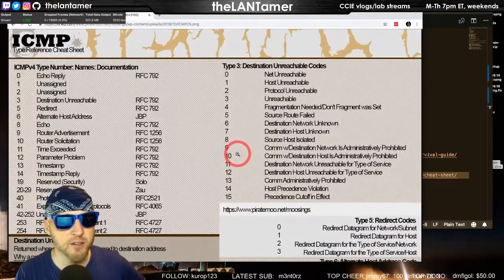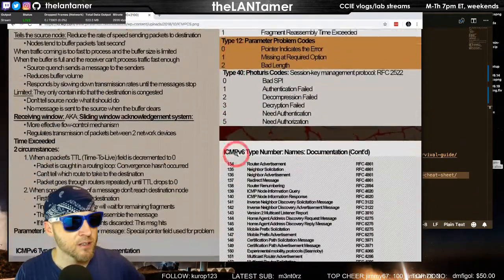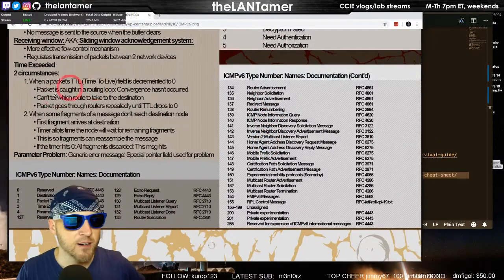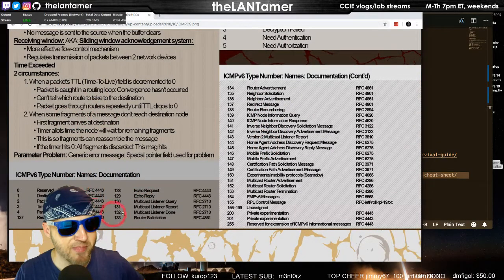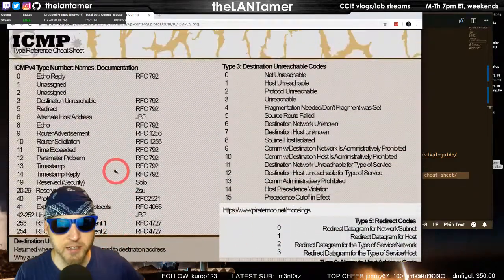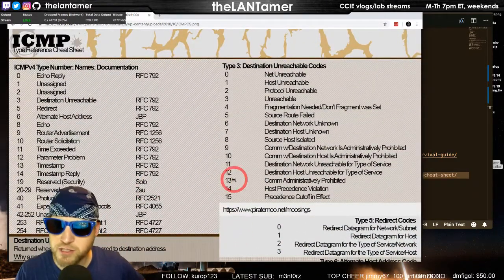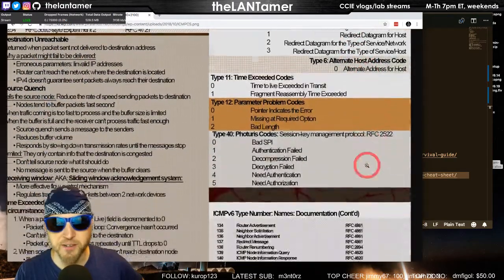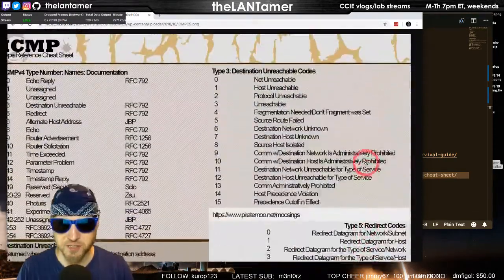It's got redirect codes, source quench. This is good to know. What does source quench do? We should cover that as a trivia. A number of these are deprecated in their usage. They're still standards, but they're sort of obsoleted, but they're still here, and it doesn't hurt to know what they are.